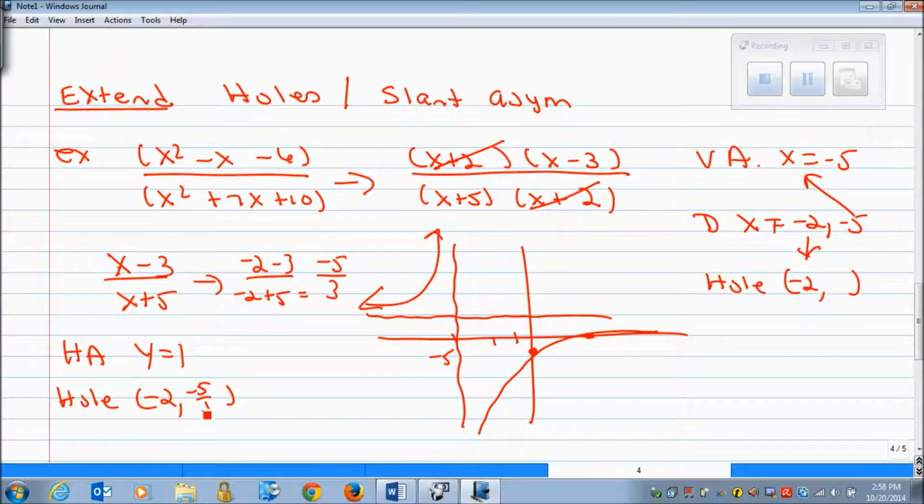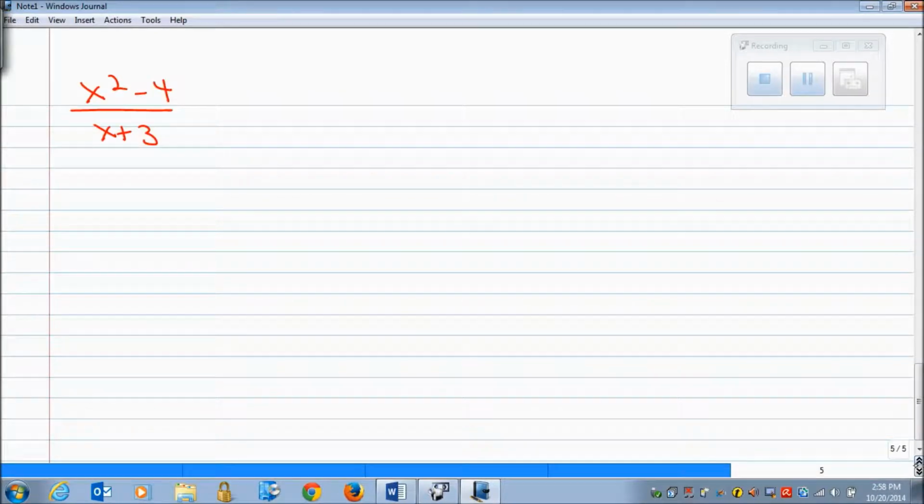And we have a hole at negative 2, negative 5/3. So at negative 2, negative 5/3, we'll just go straight down, and we're going to say that's about where our hole is. All right, so we're going to go negative 5/3 over here. Let's take a look now at one more. Let's take a look at this example.